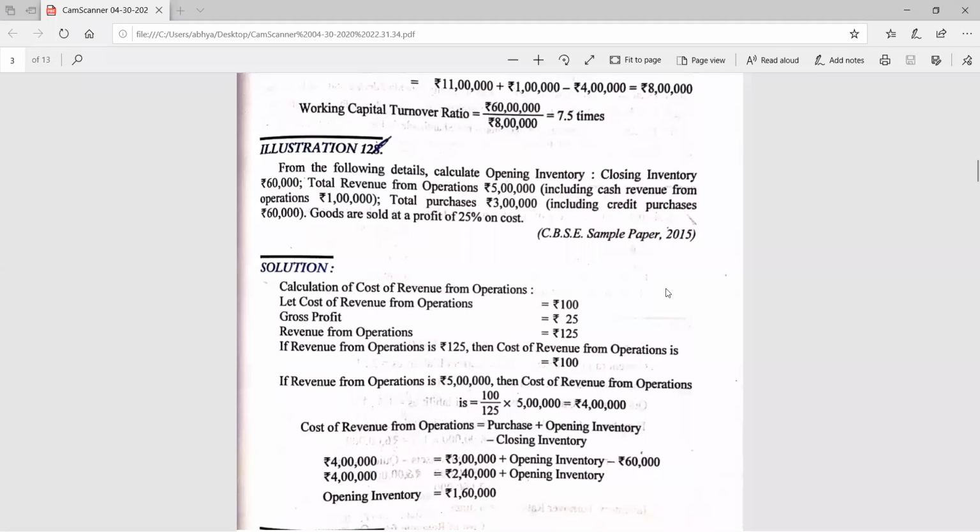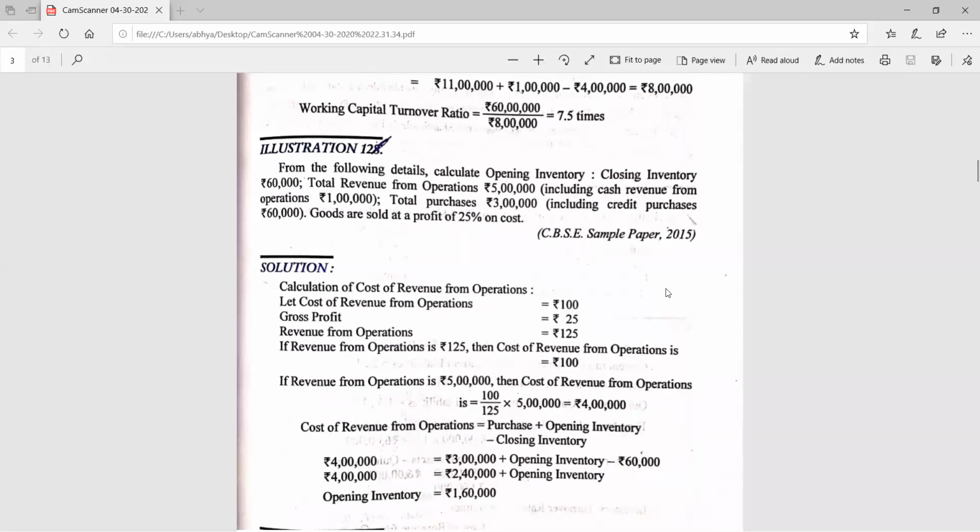RFO is given 5 lakh including cash RFO. So in inventory turnover ratio, we need not separate cash RFO or credit RFO because cost of RFO is considered. So to know the cost of RFO, what is given? Total purchases are given 3 lakh including credit purchases. Goods are sold at a profit of 25% on cost. RFO is given and GP is given on cost.